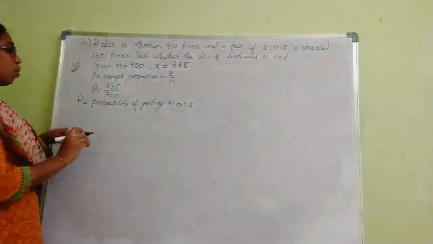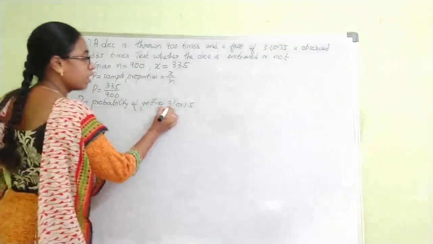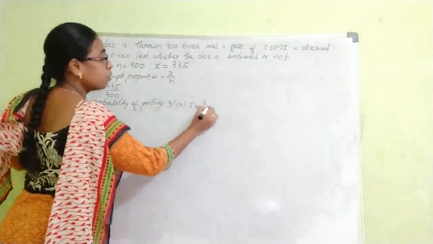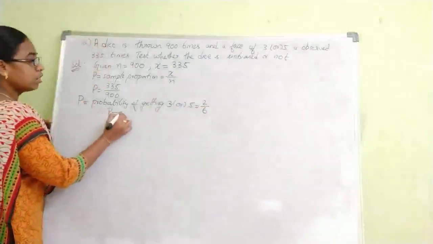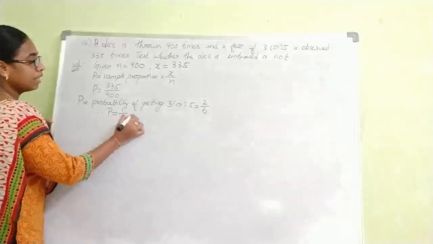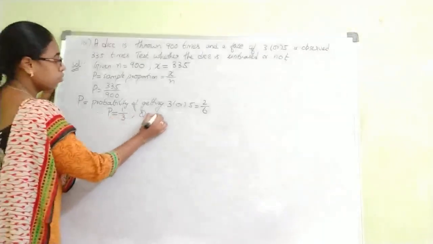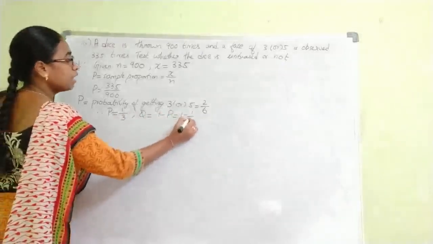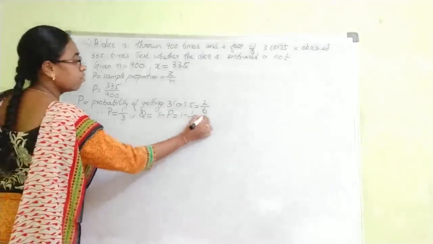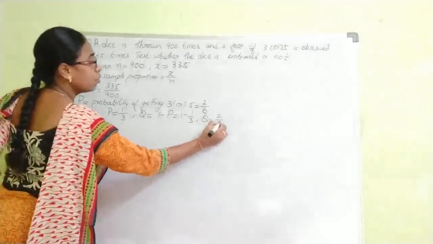Now the probability of getting 3 or 5 equals 2 by 6. So therefore capital P equals 1 by 3 and Q equals 1 minus P, which is 1 minus 1 by 3. So therefore Q equals 2 by 3.